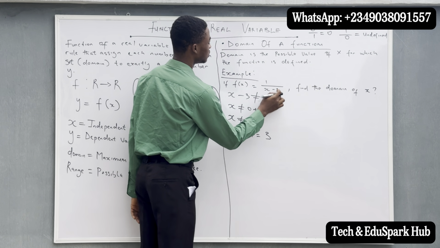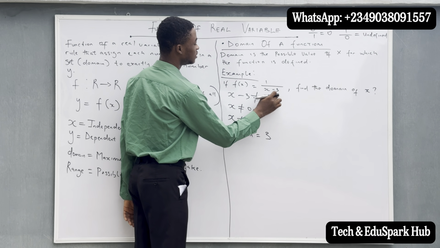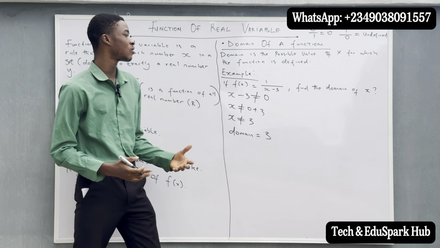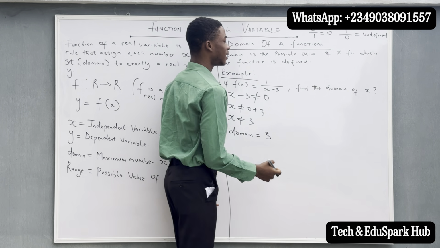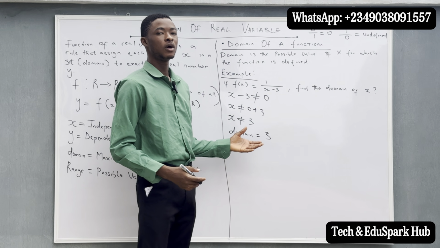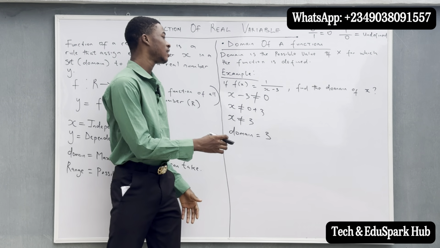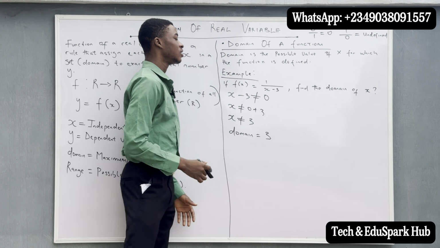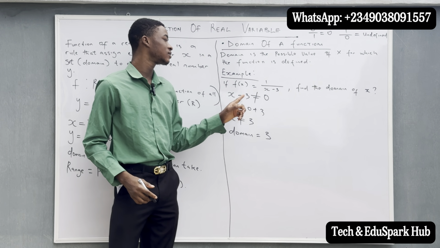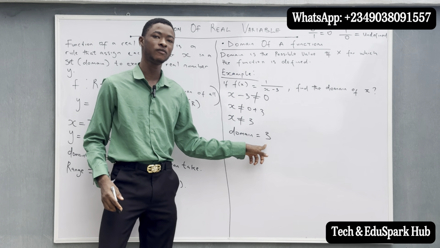x must not be equal to 3, because take for example, if x is equal to 3, we have 3 minus 3, and that will give us what? 0. So our function becomes what? Undefined, and we don't want our function to become undefined, and that is why we have to look for the domain. So we can say that the maximum or the possible value of x must not be equal to what? 3. So you can still have 2 as x, you can have 1 as x, but it must not be equal to 3, because that is the domain of the function.